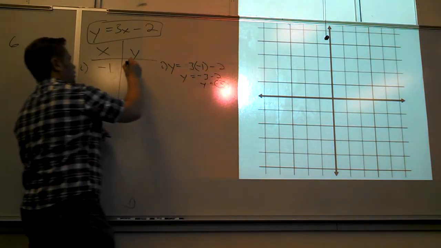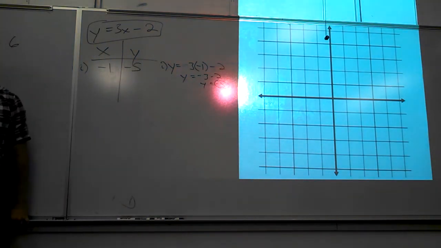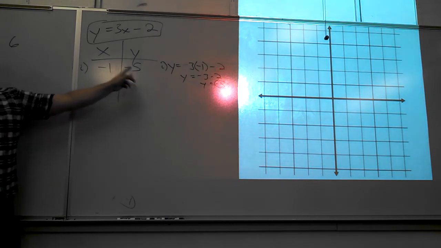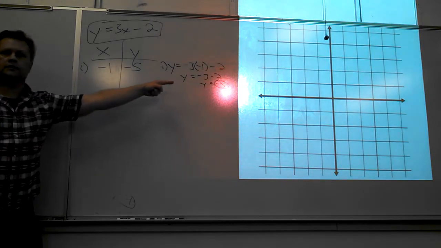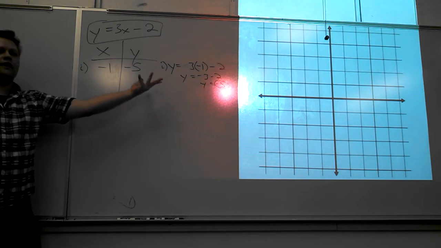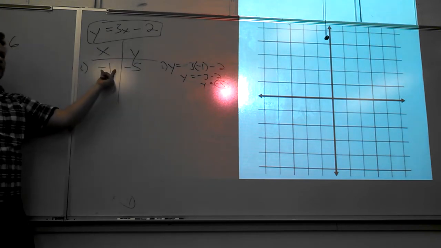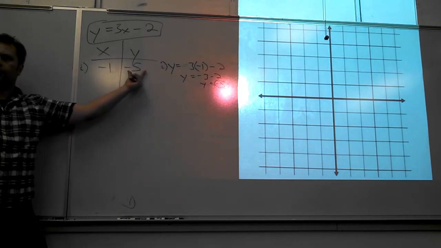So then that value you're going to put right there. So negative 1 must go with negative 5. There's no other answer I can get, is there? No. We just got negative 5. That's the only answer. When I make x negative 1, it can only be negative 5.